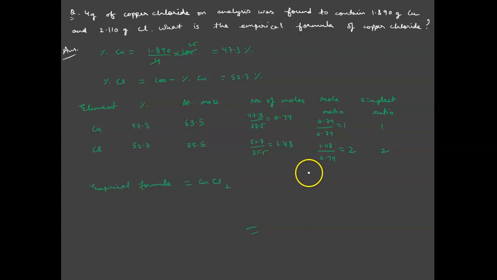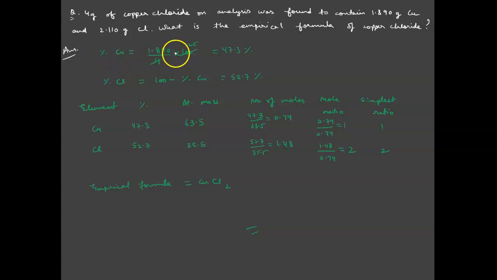Now comes the next question. 4 gram of copper chloride on analysis was found to contain 1.890 gram copper and 2.110 gram chlorine. What is the empirical formula of copper chloride? In this question, we have been given masses of copper and chlorine, not percentages. So we will use our first technique, the mass percentage technique, to calculate the percentages.